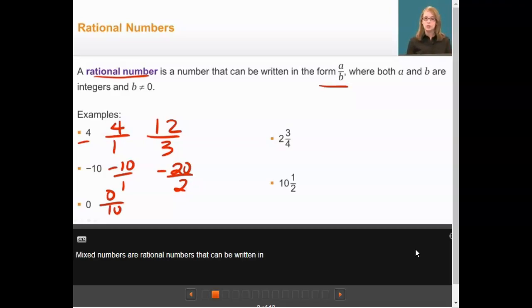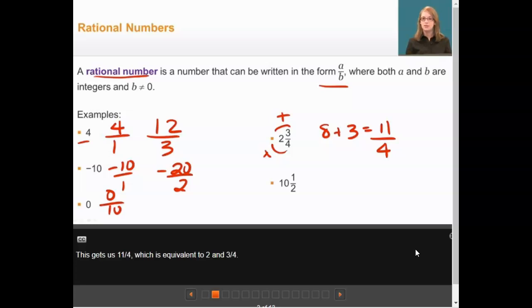Mixed numbers are rational numbers that can be written in the form a over b by turning them into improper fractions. To do that, we take the denominator of 4 and multiply it by the whole number of 2 to get 8. Next, we add the numerator of 3 to get 11. We keep the denominator the same, 4. This gets us 11 fourths, which is equivalent to 2 3/4.